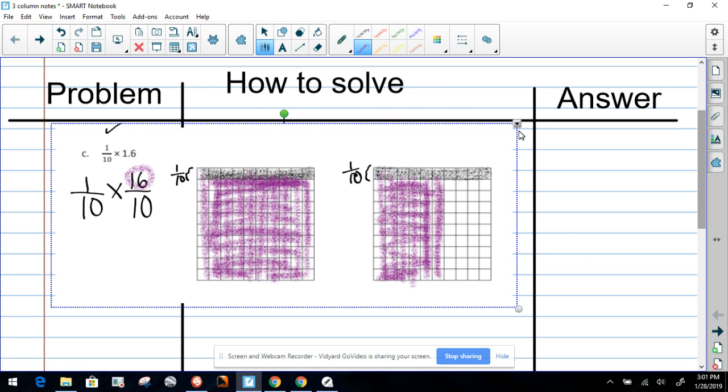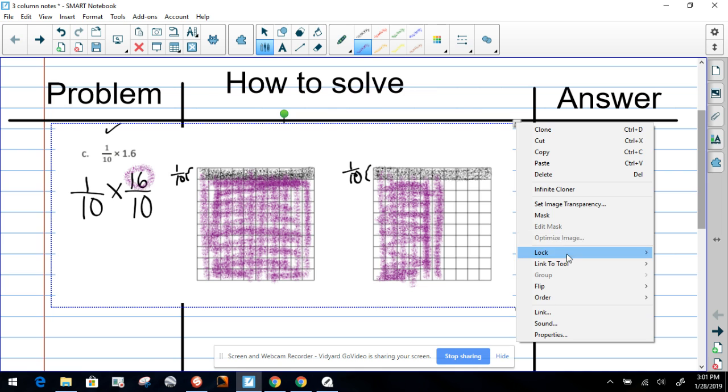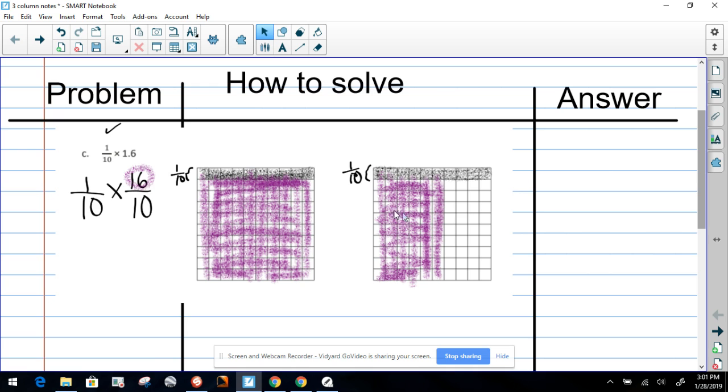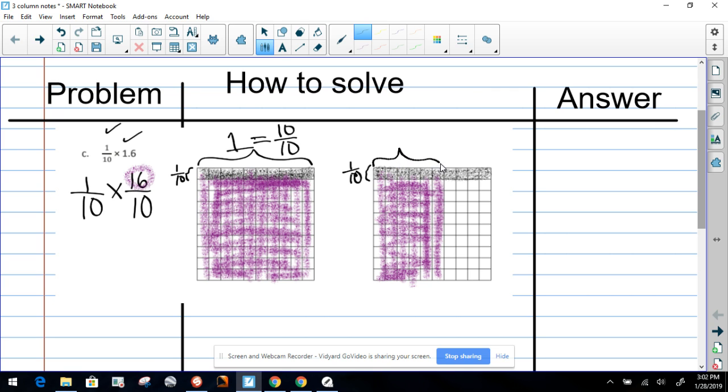Now what we're going to do, let me lock this in place, otherwise it's going to move. Lock in place. There you go. Now, I'm going to label. So let me go back to my tool to label, calligraphy pen. Now I showed you that I did one whole, which is this one whole, and that will be equal to 10/10. And this also will not be one whole. This will be 6/10. Remember, it goes all the way to here. There will be 6/10.